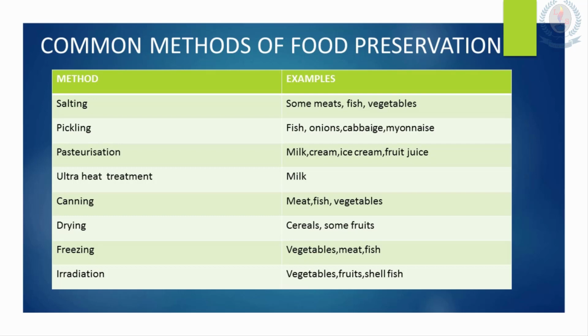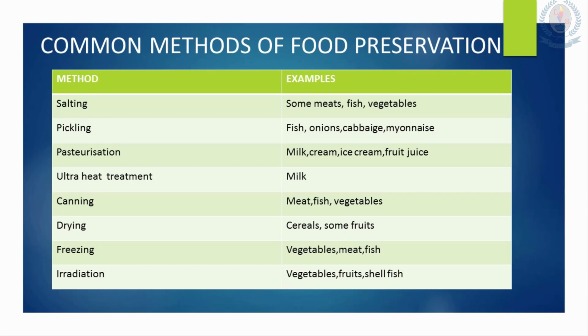Another one is ultra heat treatment. Superheated steam at about 160 degrees Celsius is blown through the food for 2 seconds. This will kill all the bacteria and spores. An example is milk. And the last one is irradiation. This is high energy gamma radiation. It is passed through the food, and all bacteria and spores are killed.